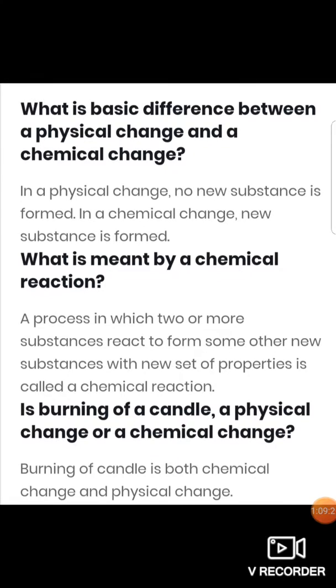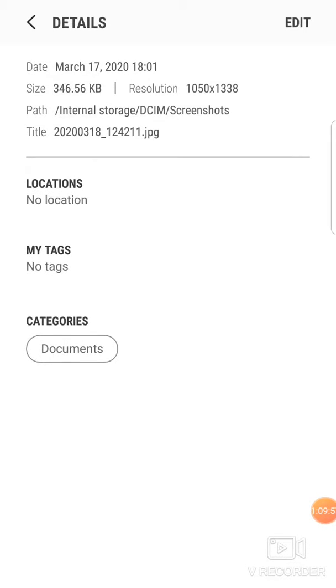In burning of a candle, is it a physical change or a chemical change? Is burning of a candle a physical or chemical change? So burning of a candle is both a chemical change and a physical change. Physically, the candle changes its shape and size, and chemical change, from liquid to solid again, solid to gaseous.